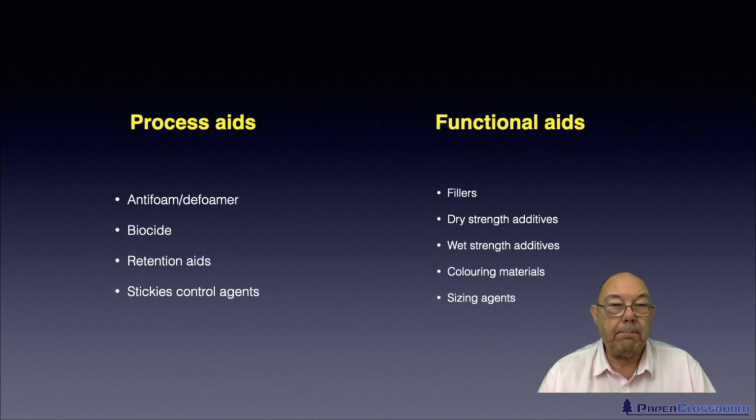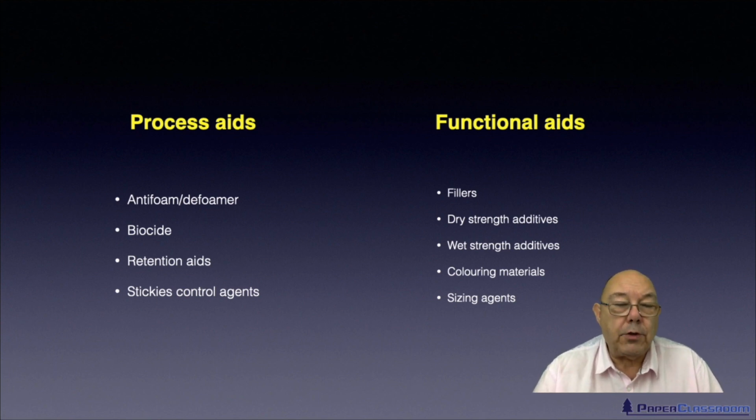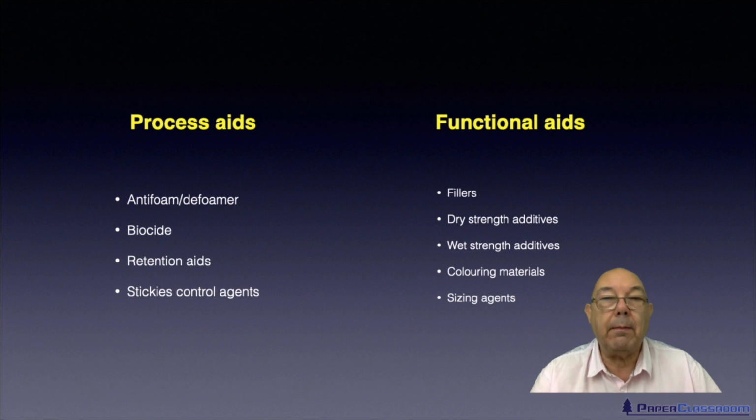It's a process aid. Retention aid, that's there to make the process more economical. It retains more things in the sheet as it's being formed so that it doesn't go through the wire and out to the effluent plant. And then you've got stickies control agents, more often used if you're a recycled mill, but stickies cause horrendous problems. If you can add chemicals to control them, then you're going to improve the economics of your process again. But the customer doesn't care about what we do for any of that. It's nothing to do with them.